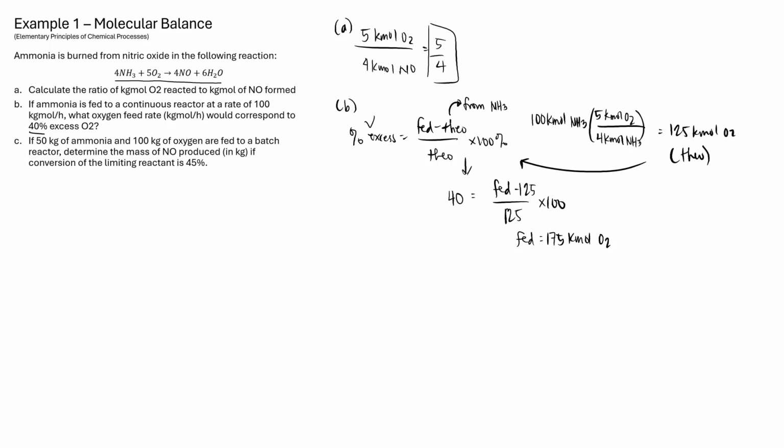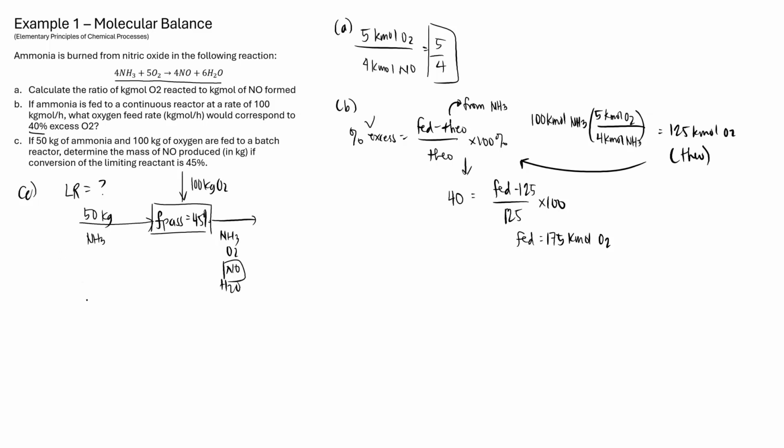Okay, next. If 50 kilograms of ammonia and 100 kilograms of oxygen are fed to a batch reactor, determine the mass of NO produced if conversion of the limiting reactant is 45%. So first, let's determine what's the limiting reactant. It's only between ammonia and oxygen. So 50 kilograms of ammonia, 100 kilograms of O2. And then the single pass conversion is 45%. Of course, the products here are NO and H2O, but ito lang ang interest natin.